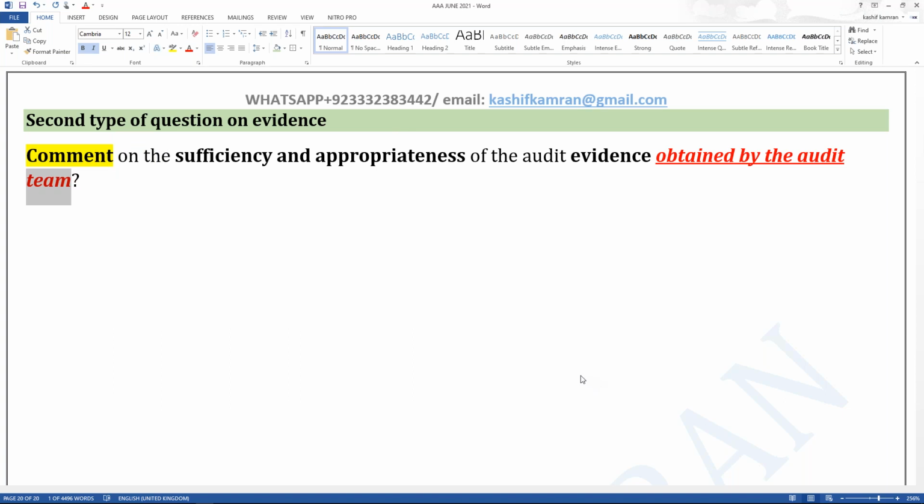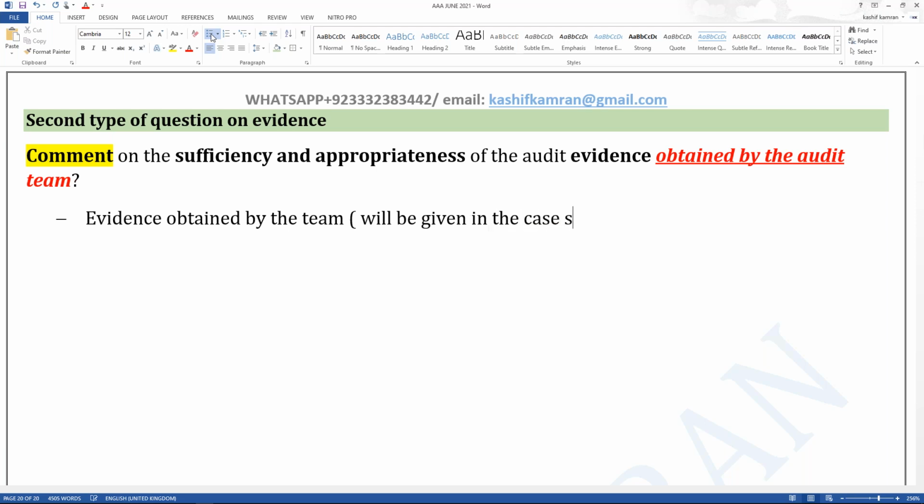Right. So definitely, the evidence obtained by the team will be in the case study. What you need to do in a question like this: the evidence obtained by the team will be given in the case study. I'll just show you that. We'll solve a case study on it. Don't worry about it. Evidence obtained by the team will be given in the case study.